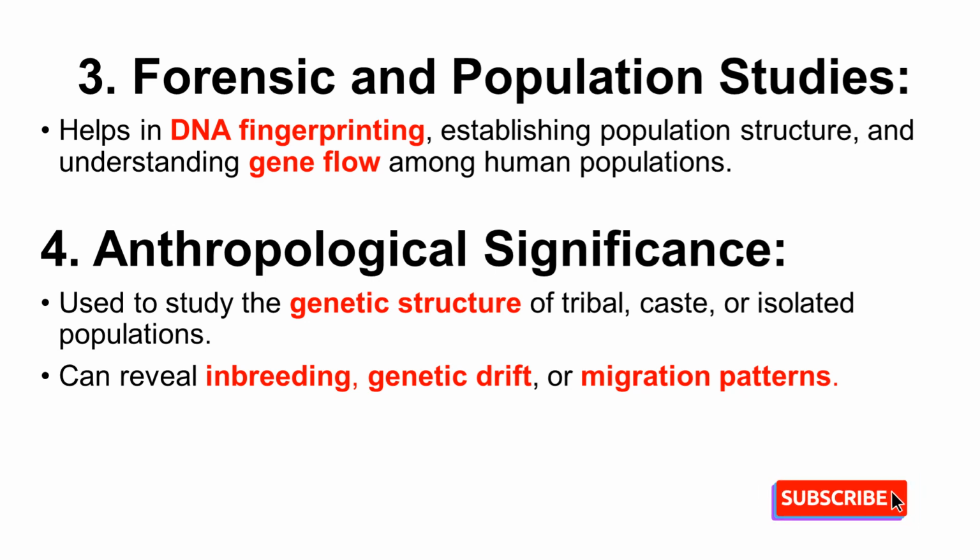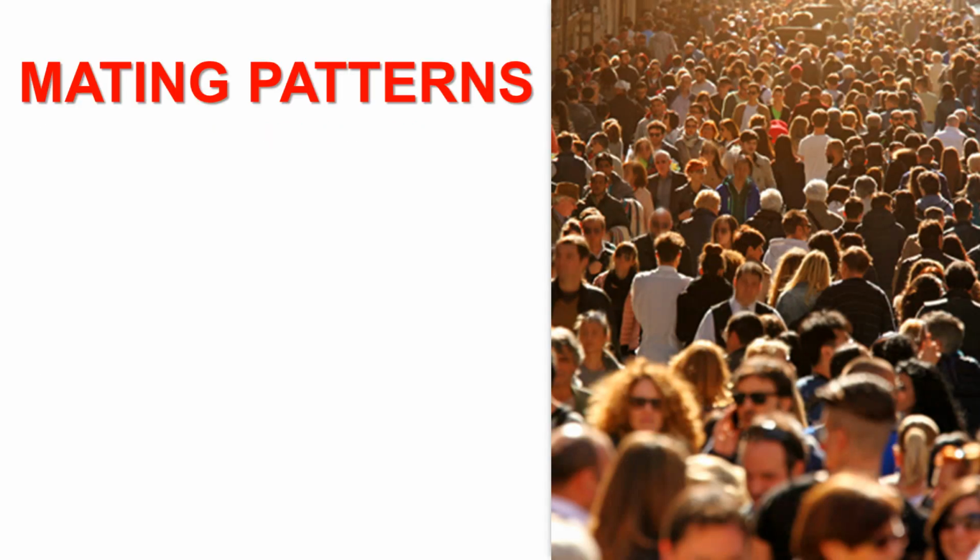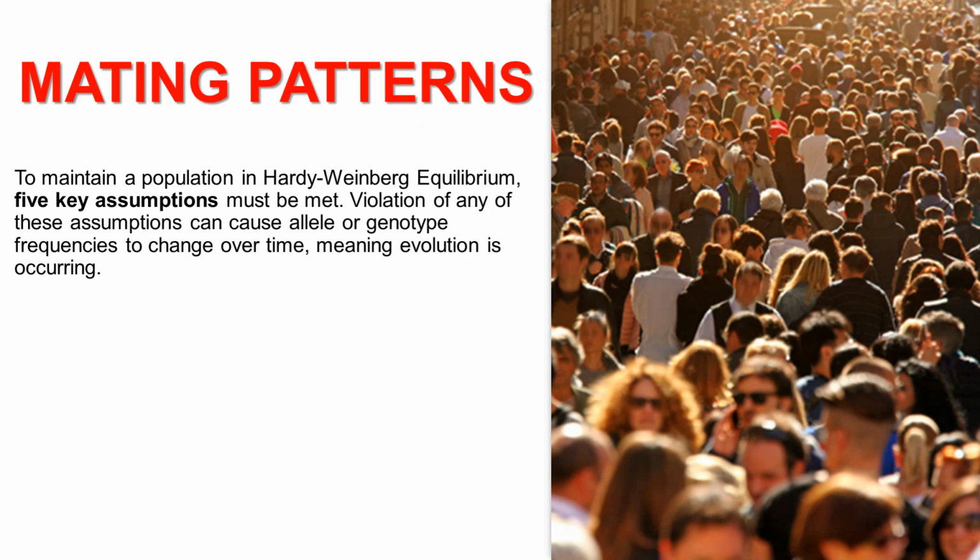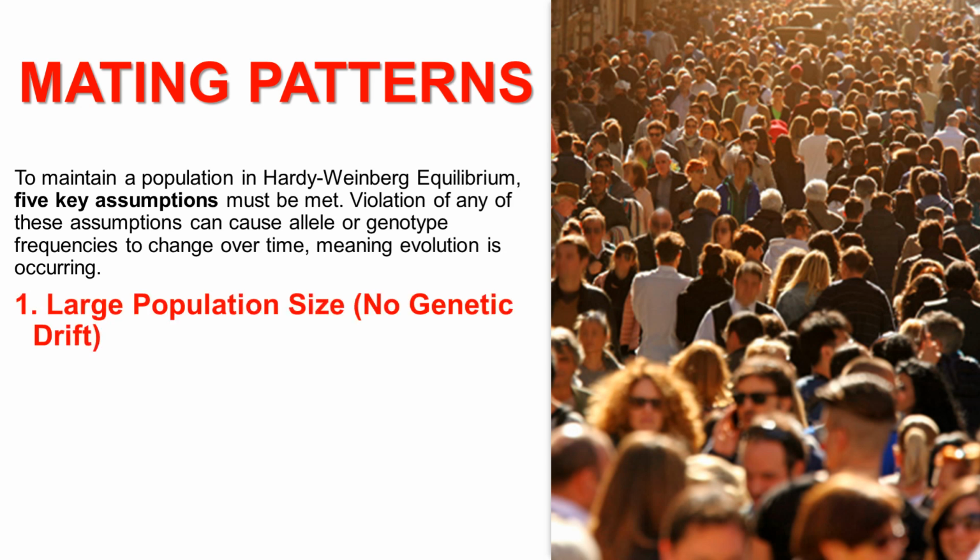Mating patterns. To maintain a population in Hardy-Weinberg equilibrium, 5 key assumptions must be met. Violation of any of these assumptions can cause allele or genotype frequencies to change over time, meaning evolution is occurring.